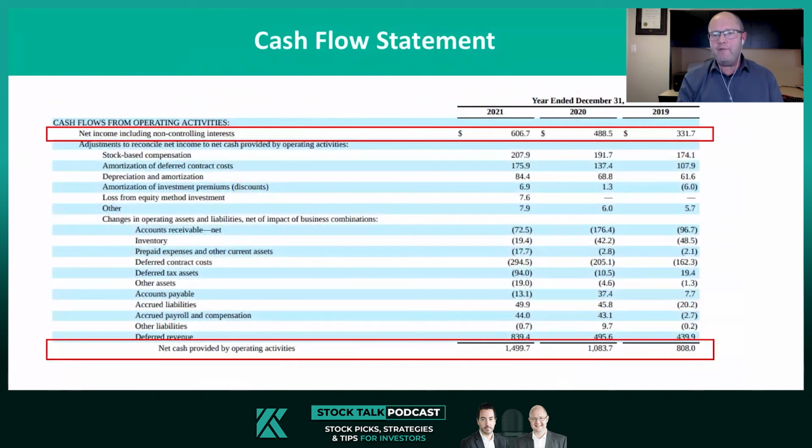I'm going to end this off on a positive, and I'm going to show you an example of a company that has a great cash flow statement and very high earnings quality. Right up here at the top of the operating section of the cash flow statement, you can see in the most recent year, they reported 606 million in net income. But when we go to the bottom, they've generated 1.5 billion in operating cash flow. So more than twice their net income into operating cash flow.